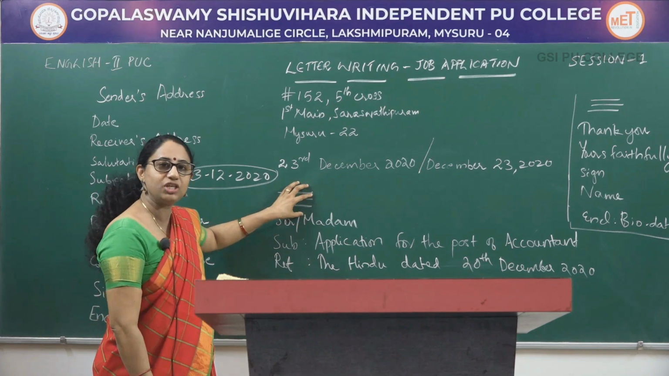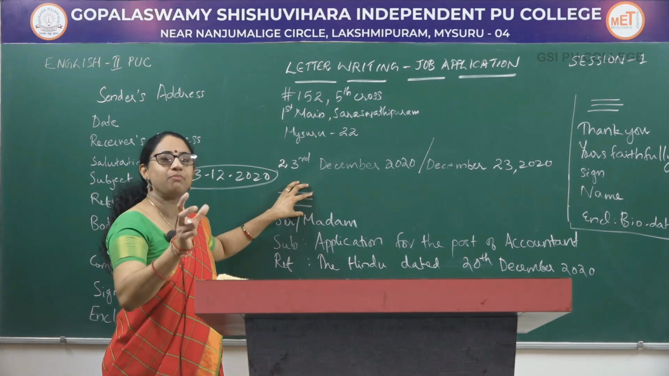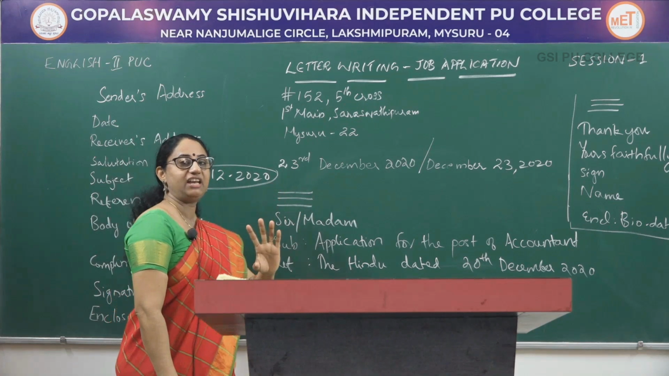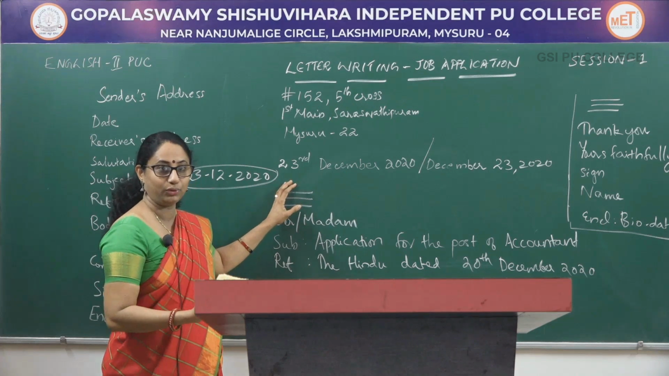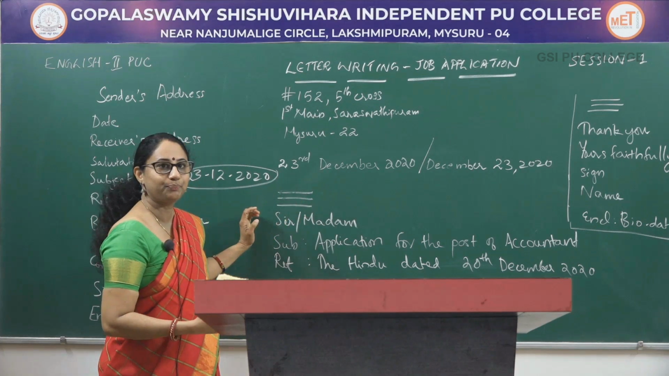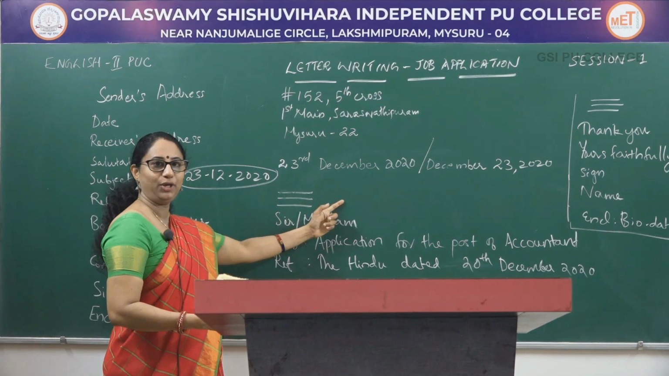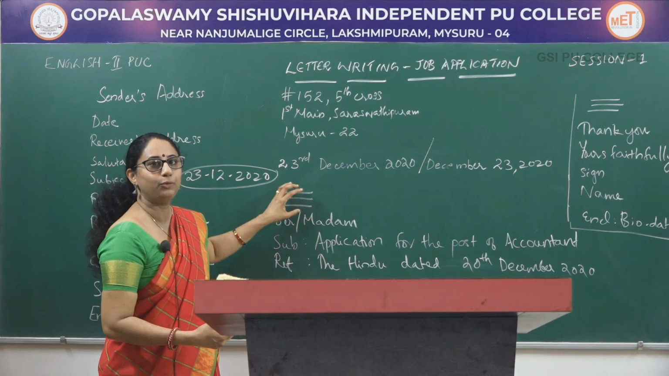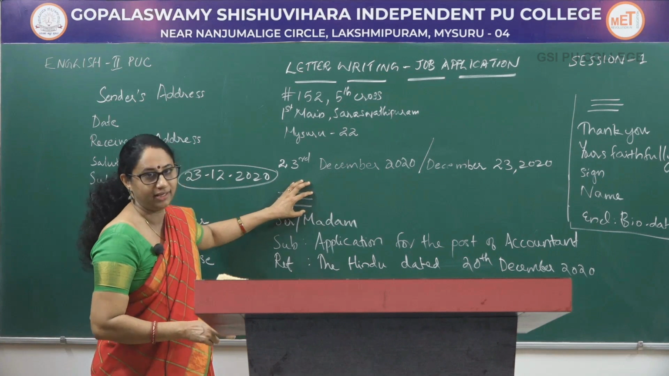Now, the receiver's address would usually be given in the question. The question comes in the form of an advertisement in some newspaper. So, the receiver's address would be there. Suppose there is a vacancy of accountant in our own college. How do you write? The correspondent, Gopal Swami Independent PU College, Lakshmipuram, Mysuru. That would be the address. So write the receiver's address in full here.